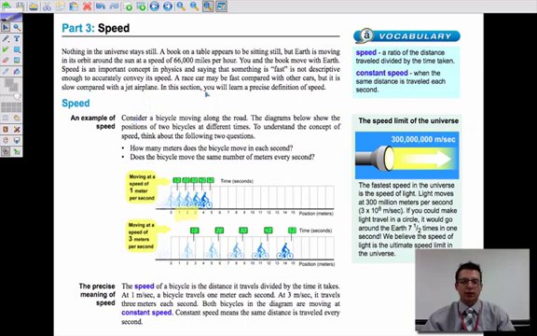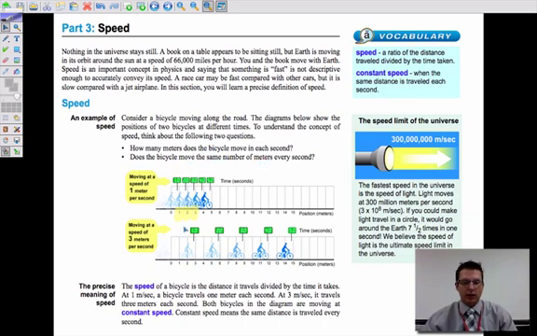That's a good sentence to allow me to know what I'm going to be reading about. So let's look. An example of speed. Consider a bike moving along the road. The diagram below shows the positions of two bicycles at different times. To understand the concept of speed, think about the following two questions. How many meters does the bicycle move in each second? Does the bicycle move the same number of meters every second?